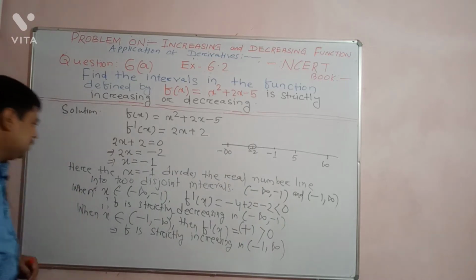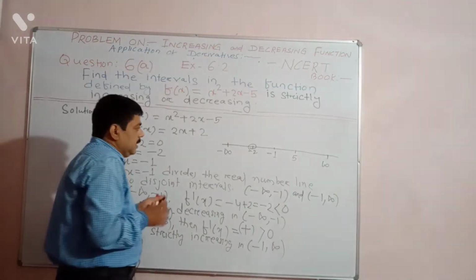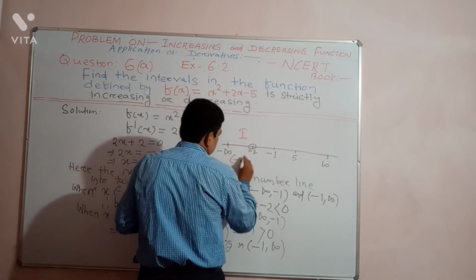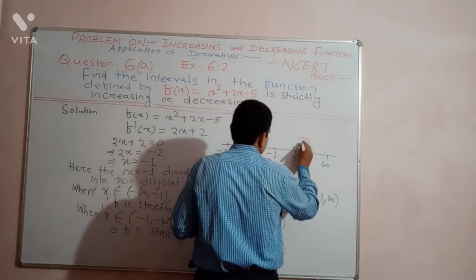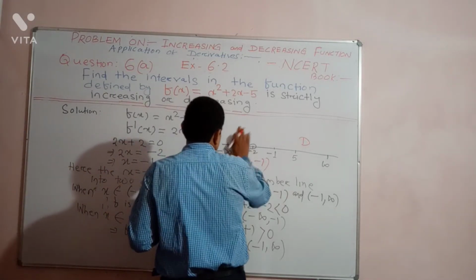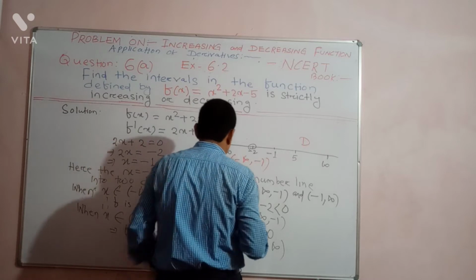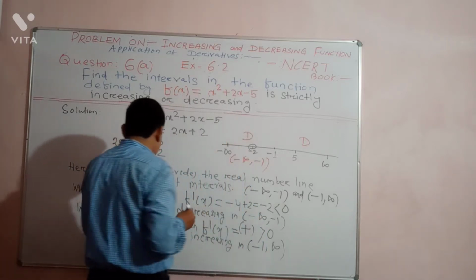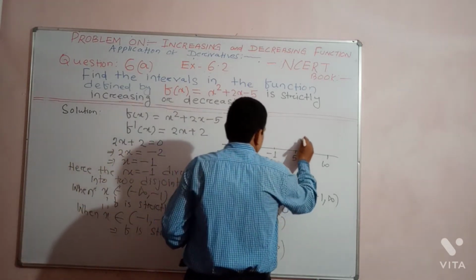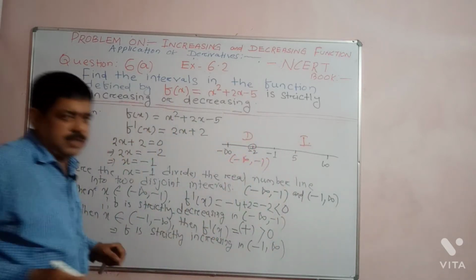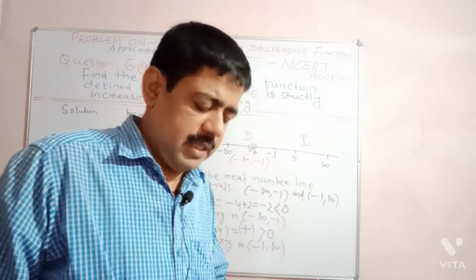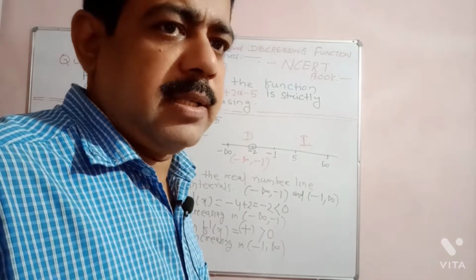Thus, the function is strictly decreasing in the interval minus infinity to minus 1, because f dash x is less than 0 there, and the function is strictly increasing in the interval minus 1 to infinity. This is how you can find the intervals in which the function is strictly increasing and strictly decreasing. Okay, understand? Let us see and follow.